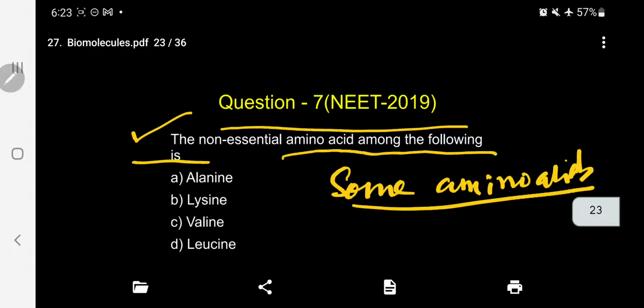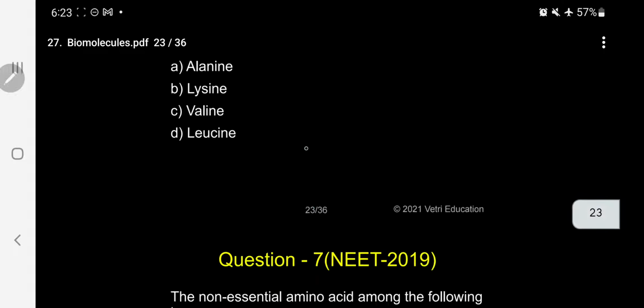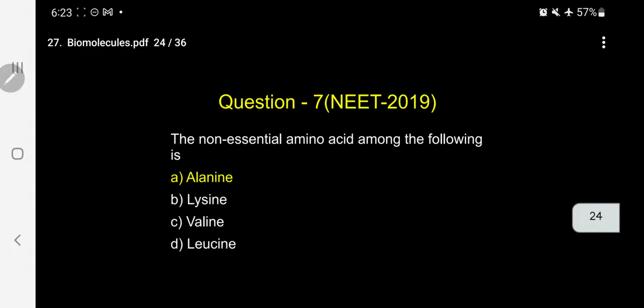The question is, which is the non-essential amino acid among the following. There are 4 amino acids given: alanine, lysine, valine and leucine. The correct answer is probably alanine. It is non-essential because alanine can be synthesized in our body, whereas lysine, valine and leucine cannot be synthesized in our body.